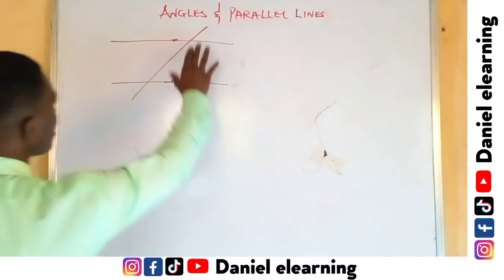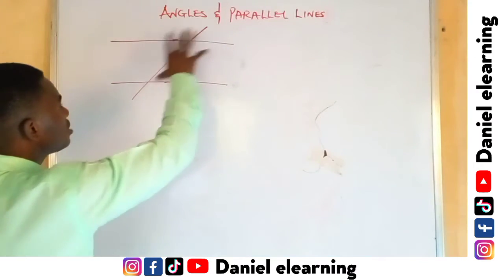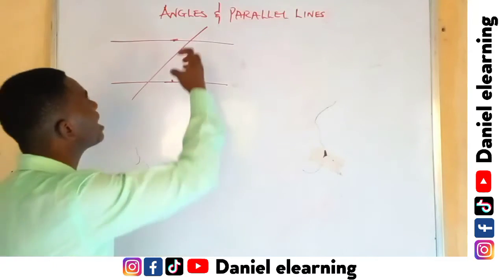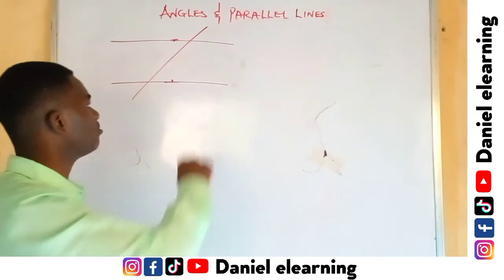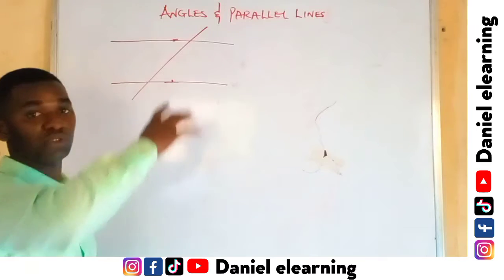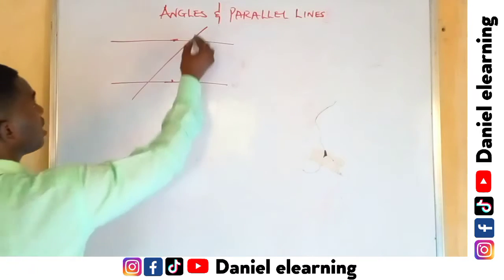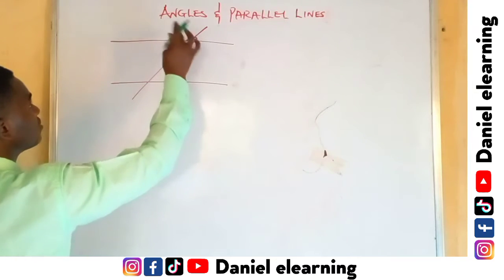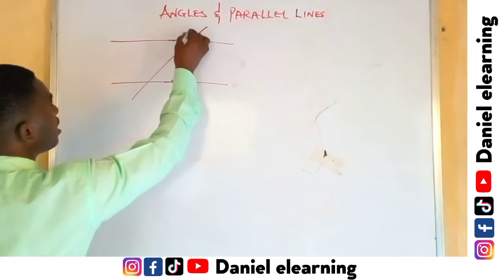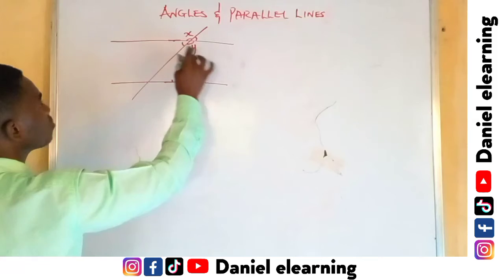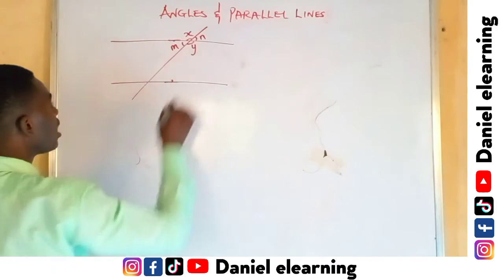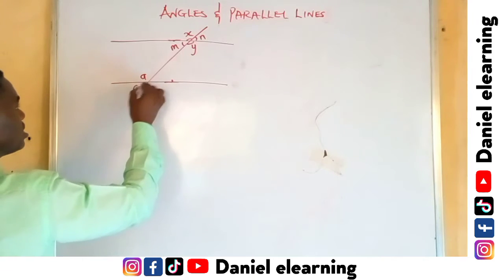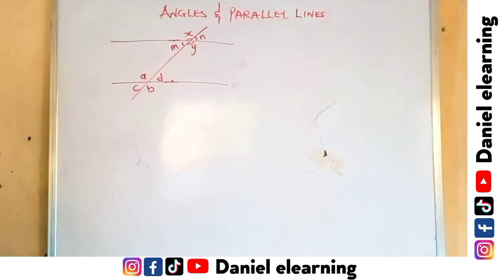Okay, so from this we can see that a lot of angles have been formed, and from here we are going to bring out all the types of angles that have been formed. Let's try to label all the angles. Let me give here x, y, m, n. Let's give here A, B, C, D. Alright, I think this is perfect.